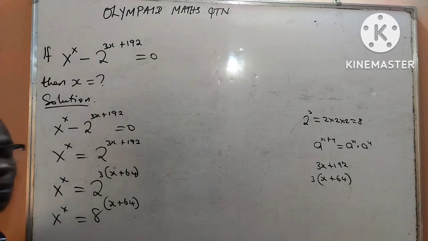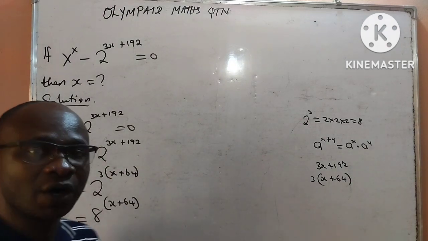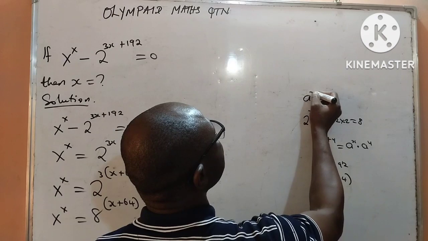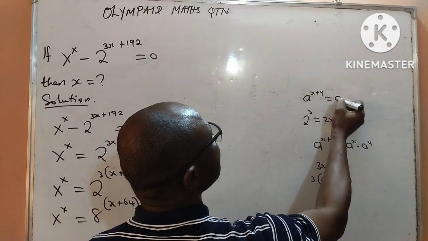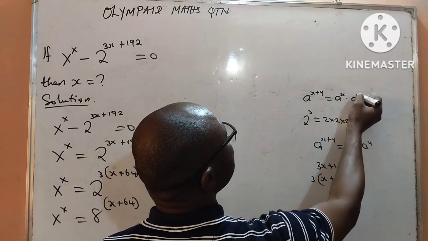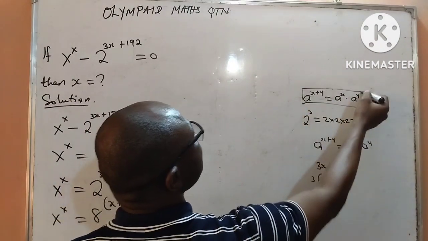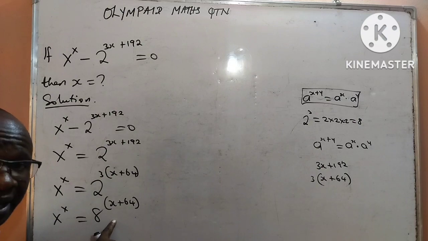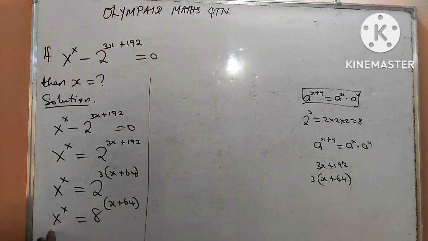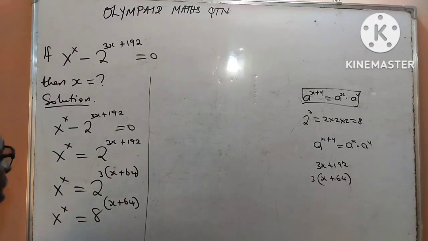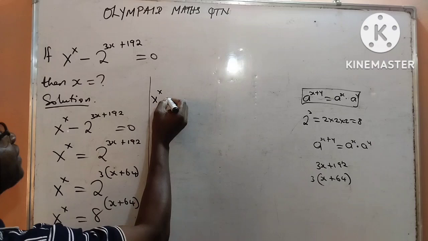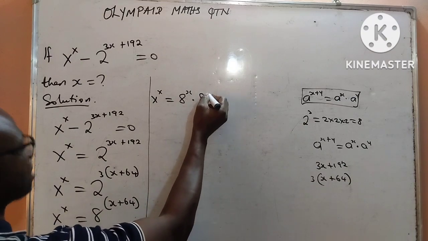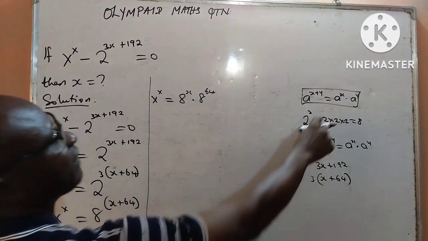Very good. At this point, I can now apply the law of indices, which is the multiplication law of indices. And it says, if I have a to the power of x plus y, it is a to the power of x multiplied by a to the power of y. This particular law is a very beautiful one to be used by the right hand side of this equation at this step where we are now. Therefore, applying this law, I will now have my question written as x to the power of x equal to 8 to the power x multiplied by 8 to the power 64. Very good. I've applied this law.